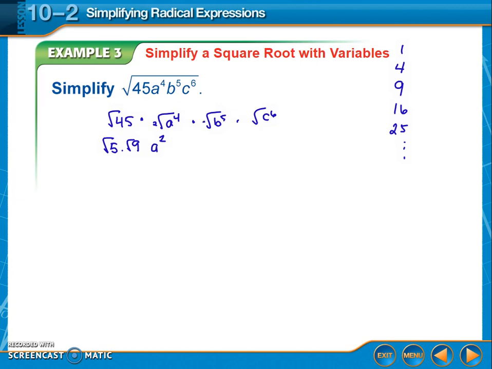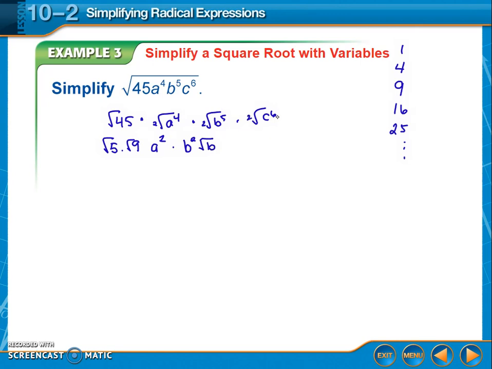What happens if this doesn't divide evenly? So 5 into 2, it goes 2 times, but I have 1 left. So the leftover stays inside. So I can say b goes twice. I can take that out. It goes out evenly 2 times. 2 into 5 goes evenly 2 times with 1 left over. So I have b to the 1st left inside.